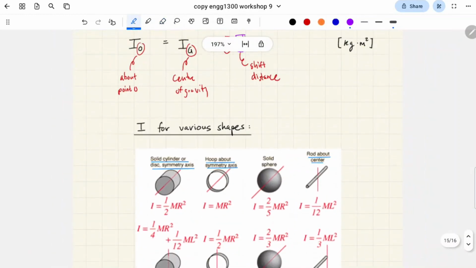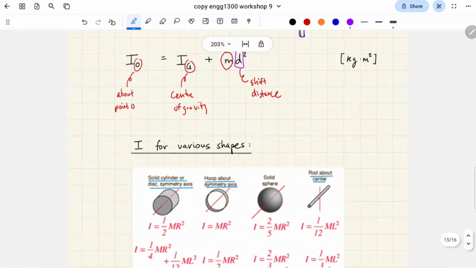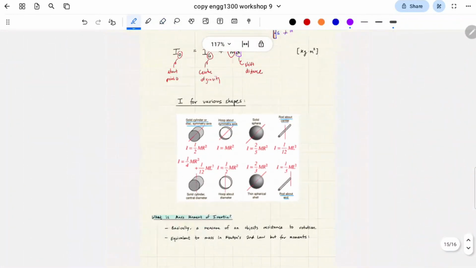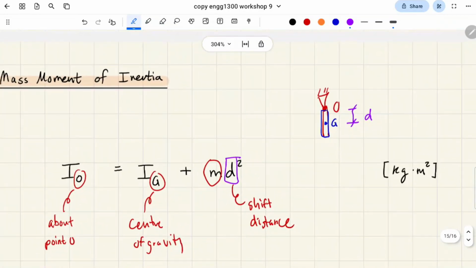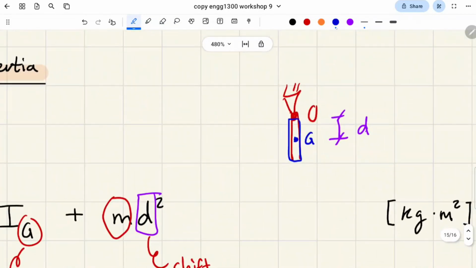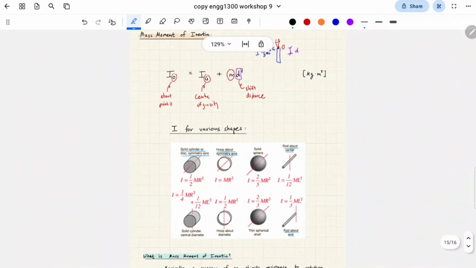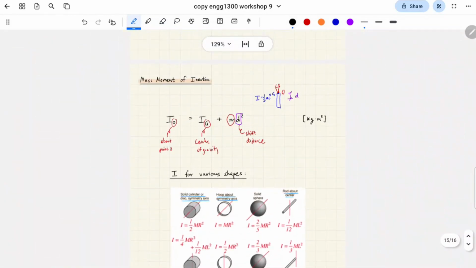The rod about its center, for example, would be like that. That's a rod about its center, so we're talking about the center of gravity there. But if we wanted to do the rod about the end, what was the formula? Yeah, you could do it like this instead. You can pretend G's there and then just plug in the rod about its end formula instead, because it just cancels out the shift distance.